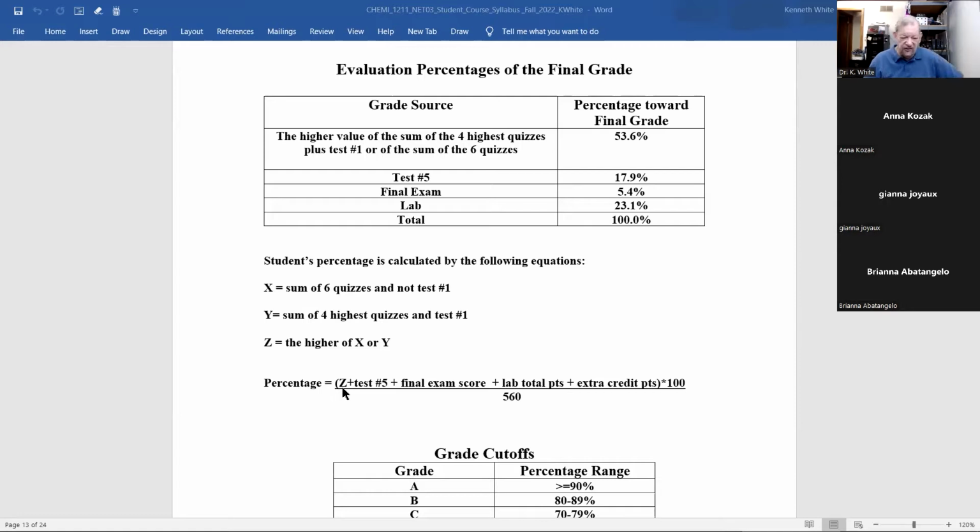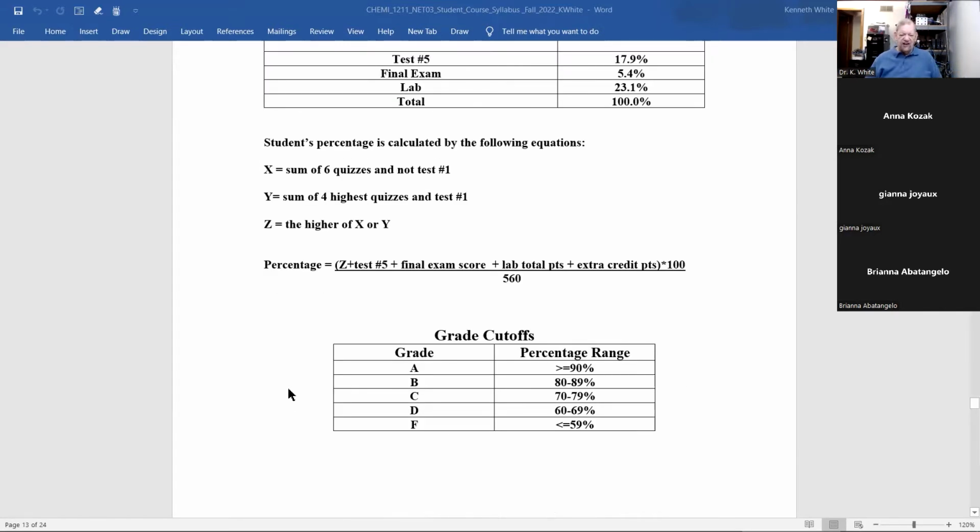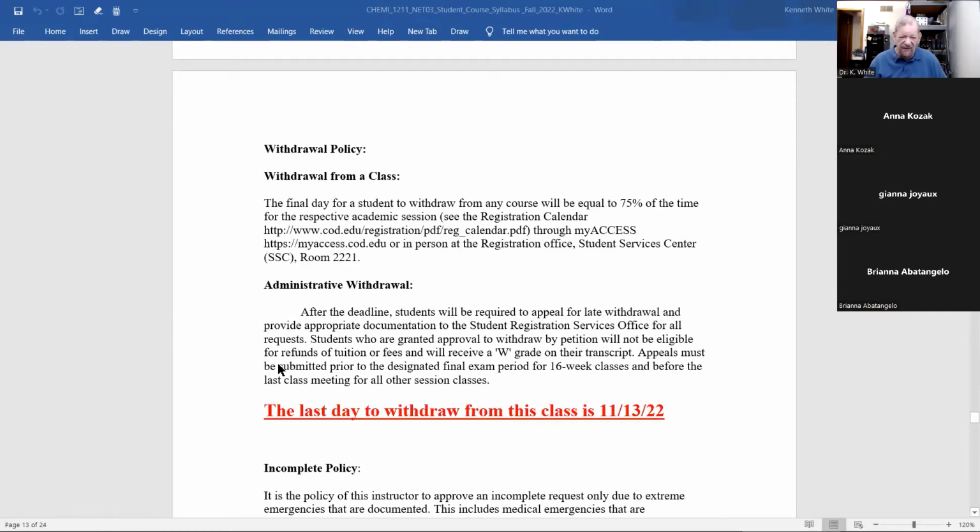And your percentage: your points from Test 1 plus Test 2 plus the final exam score plus the lab total plus the extra credit points, and I'll talk about that later in the semester, times 100 divided by 560. That will give you a percentage. This hasn't changed. The grade cutoffs: 90 or above, A; 80 to 89, B; 70 to 79, C; 60 to 69, D; less than 60, F. And those are the major changes I've made.